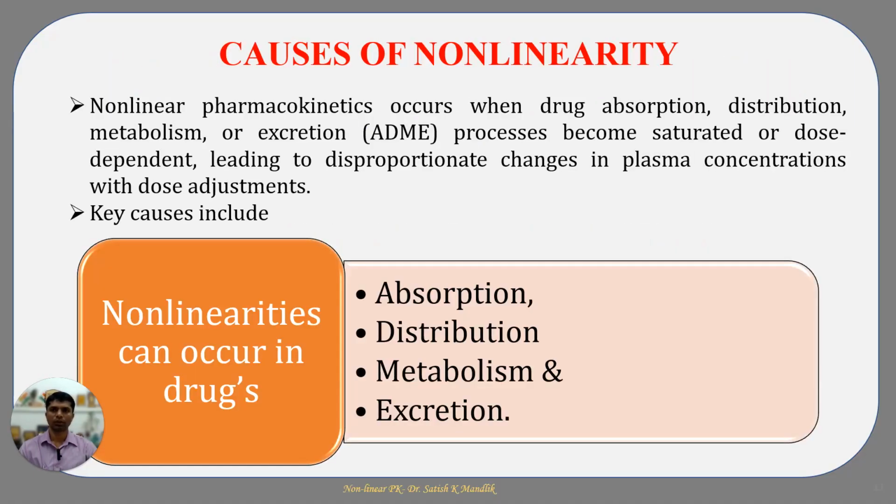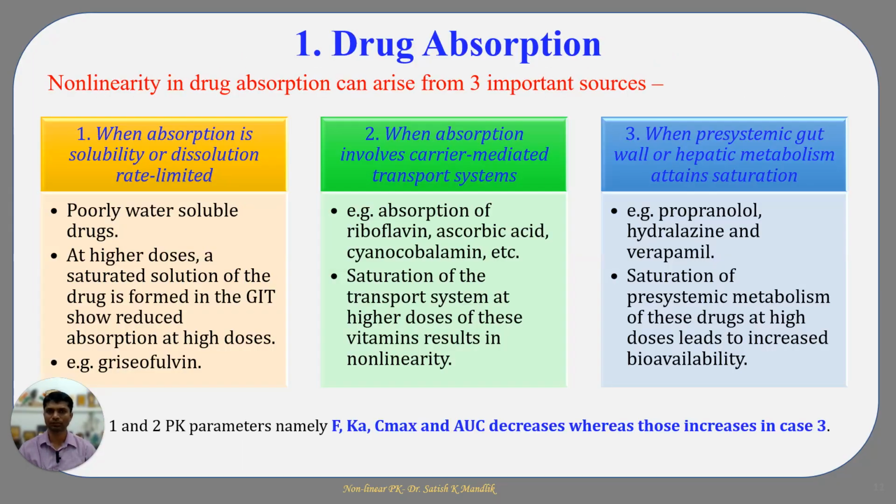Nonlinear pharmacokinetics occurs when the drug absorption, distribution, metabolism, and excretion processes become saturated and dose dependent, which leads to disproportionate changes in the plasma drug concentration with dose adjustments. The key causes of nonlinearity are absorption, distribution, metabolism, and excretion related. Generally, the elimination causes are major compared to absorption and distribution.